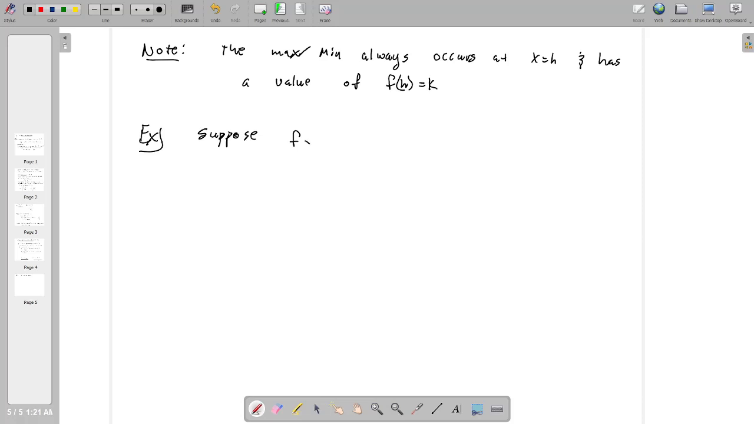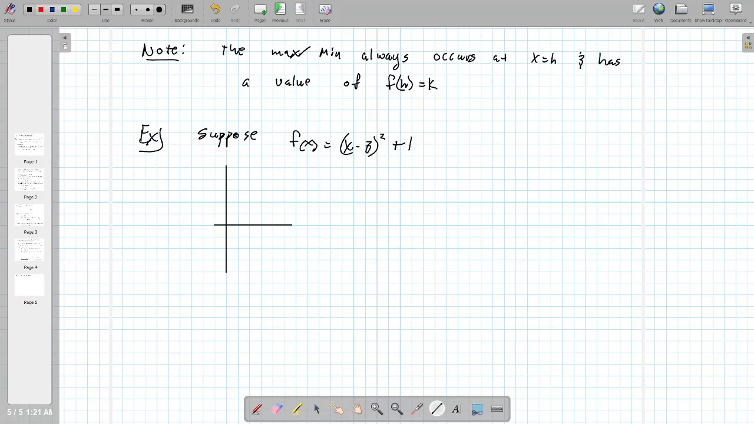Example, suppose f of x equals x minus 3 quantity squared plus 1. Now here, we can graph this. So x minus 3 will be a parabola opening upward, and its vertex is at 3, 1. So we'll be right here. So our parabola will look like this. And we can see that we have a minimum value. And of course our a is positive, so we already knew we had a minimum value.